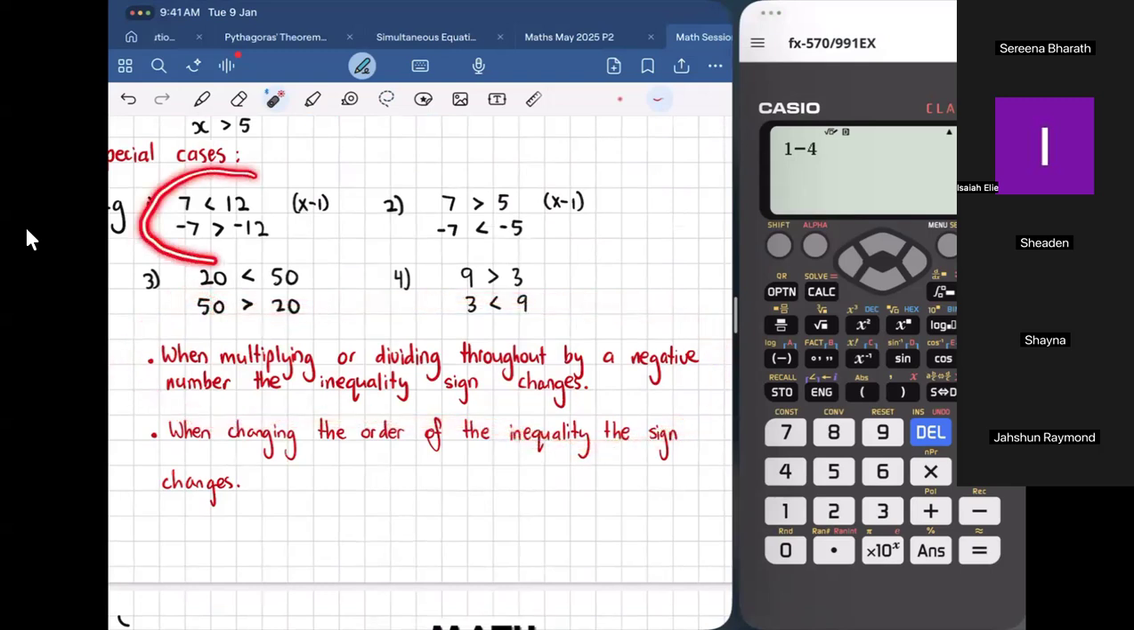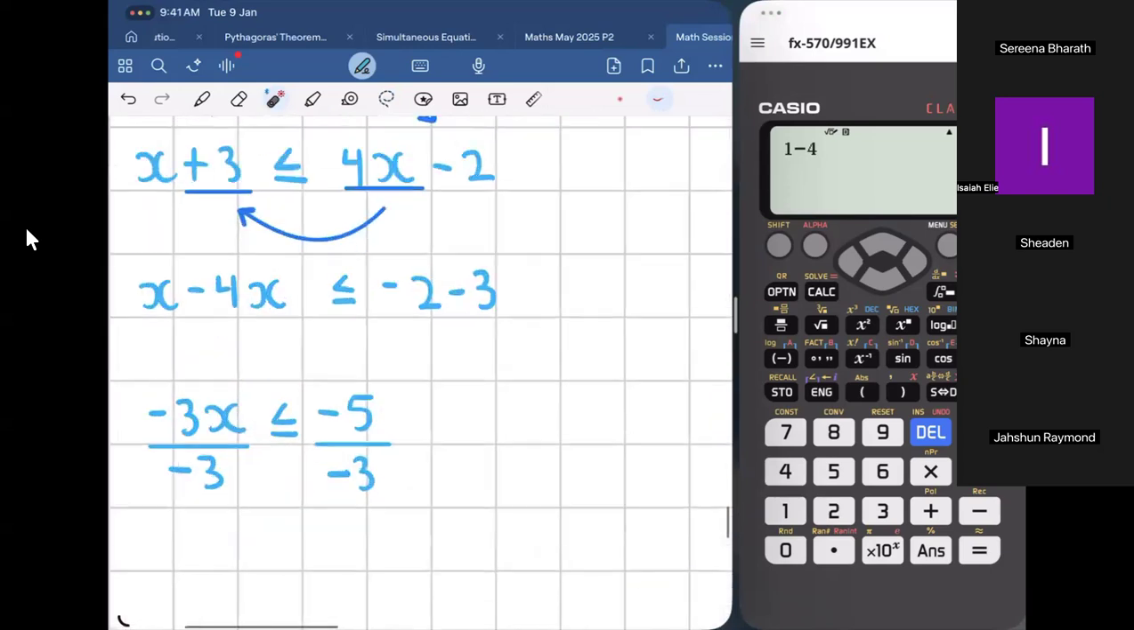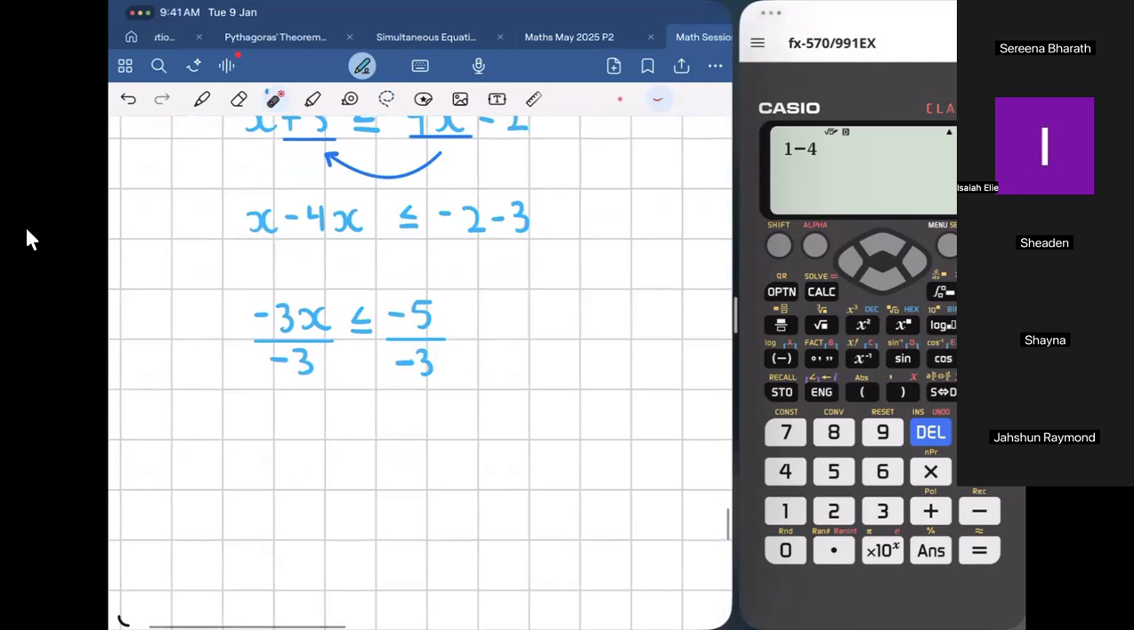Yeah, remember we looked at that over here, and I did make a mistake over here. In this question, we are dividing by -3. So what's supposed to happen to this sign? It'll be more than or equal to instead of less than or equal to. Correct. So the -3 and the -3 cancel off, and you'd be left with x is more than or equal to 5/3.